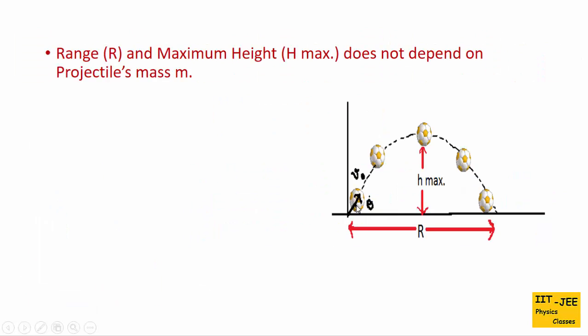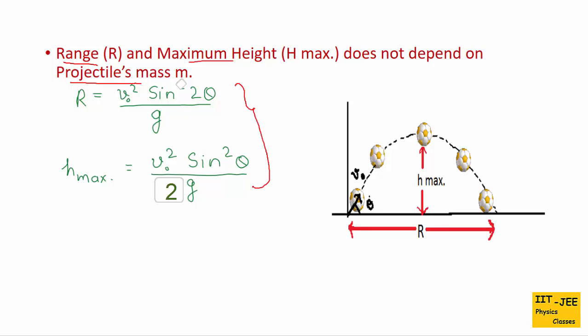Range is the maximum horizontal distance from the initial point to the final point of the projectile, this line. And maximum height of the projectile is the height when the object is at the top of its path. So, range and maximum height do not depend on the projectile's mass. That means if we take a heavier ball like here or a lighter ball, they both will attain the same height and will travel the same range. Here are the formulas of range and maximum height.